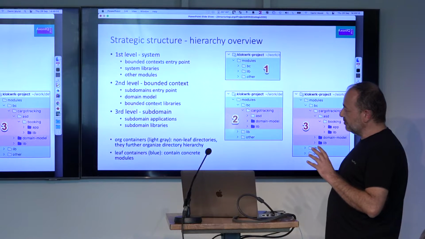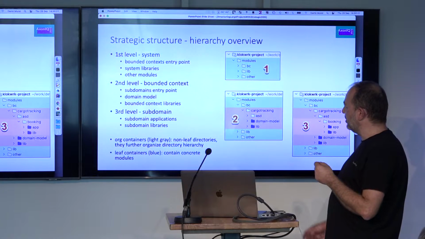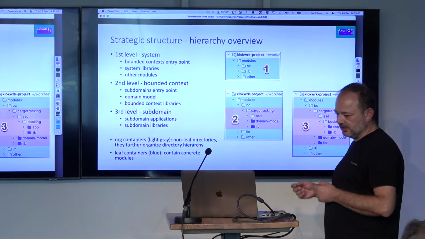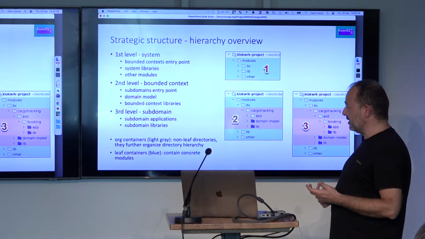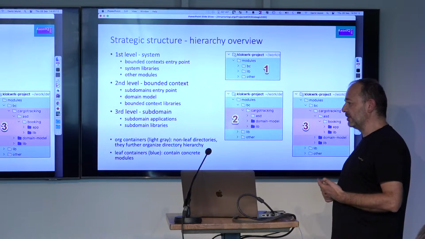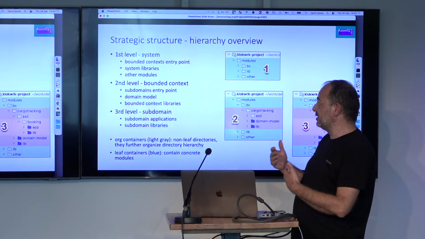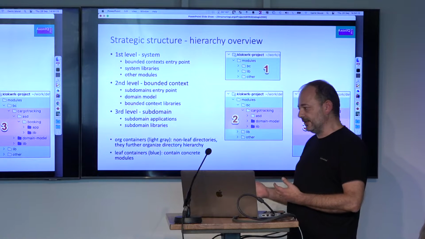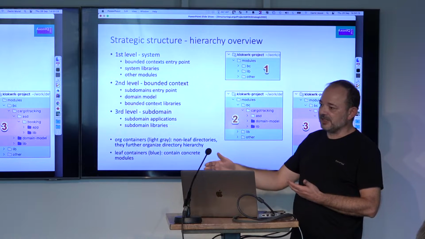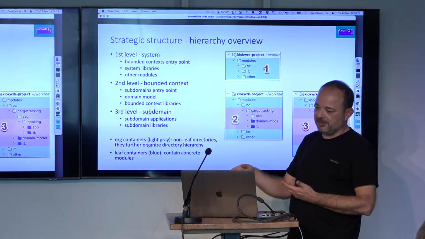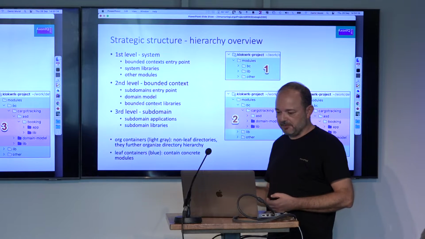I will now slowly introduce that hierarchy of strategic structure. We will say more about the content of those directories in a second. So there are three levels of strategic structure. The first one is the system level, the second one is the bounded context level, and the third one is the subdomain level. On the system level, we have division into three directories: BC, lib, and other. BC stands for bounded context, and it is the entry point to the second level. The lib stands for system libraries, or modules that are considered to be system level libraries.